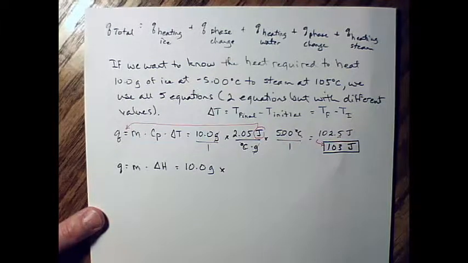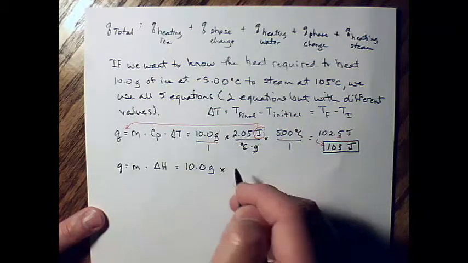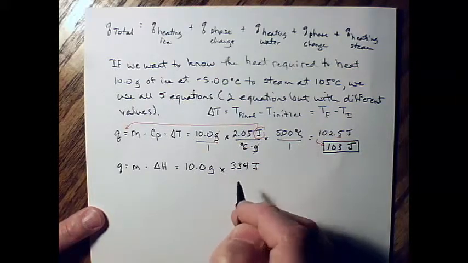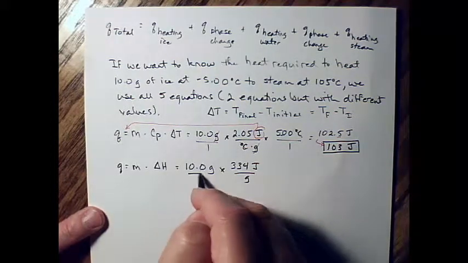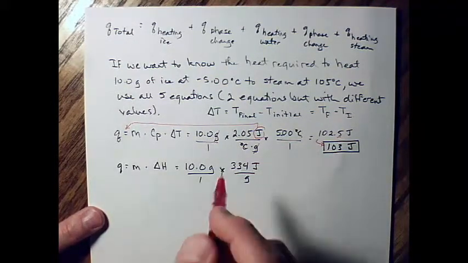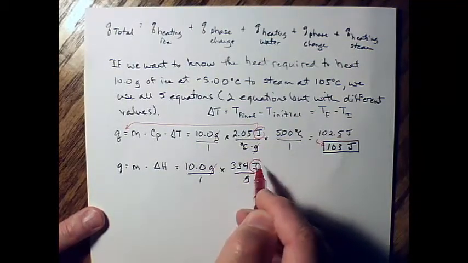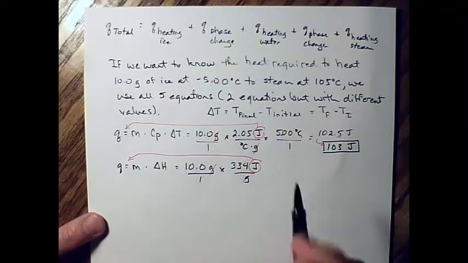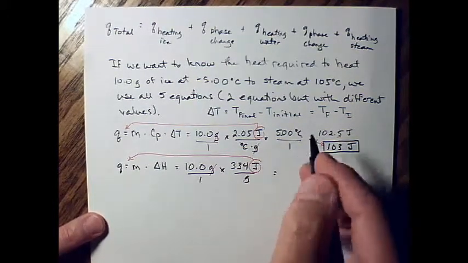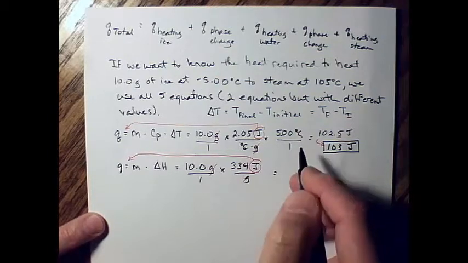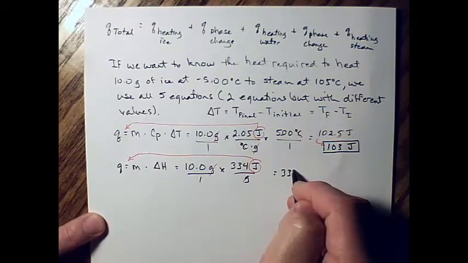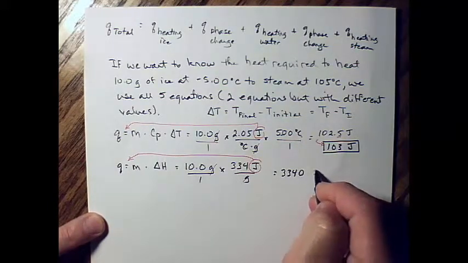I just gave it to you. You asked me to pause and let you write it down. 334 joules per gram. Yep, there you go. Grams cancel. And we're left with joules, and joules measure heat energy. And the amount of heat energy we're going to get on your calculator, it comes out to be 3340 joules.